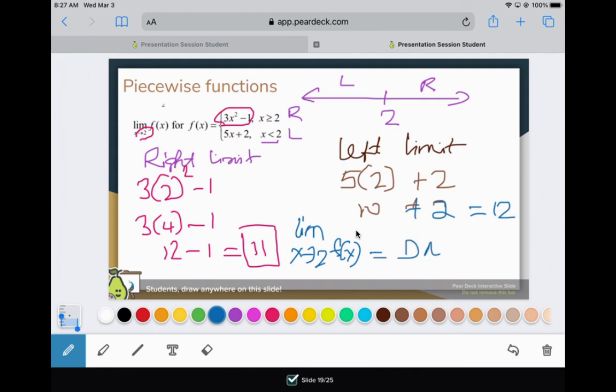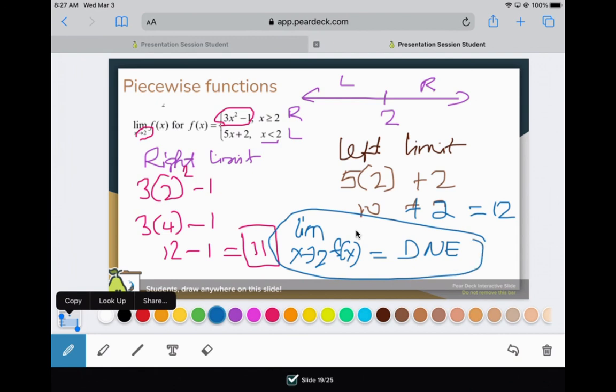So the limit will be D and E. This is your final statement. That's how you will show your answer: the limit as x approaches 2 of f of x is D and E. Why? You don't have to tell me why, because you already showed your work from the right limit to the left limit. They don't match. There is no limit.